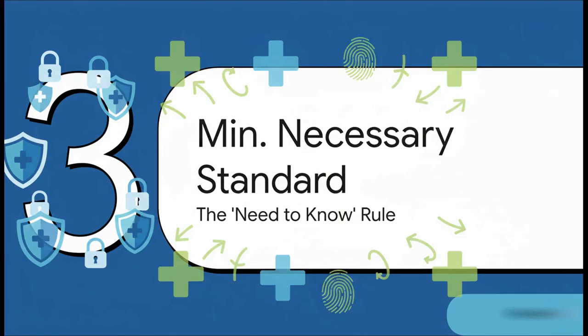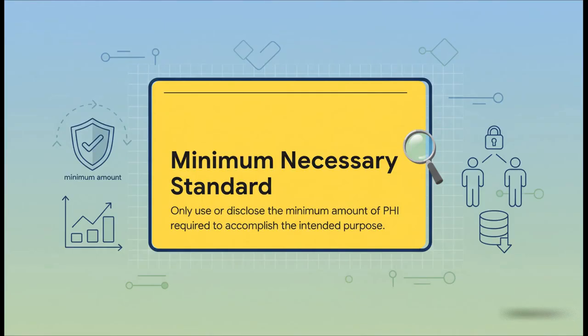Okay, let's move on to Section 3. And this is a big one, folks. The minimum necessary standard. If you remember one core principle from today, make it this one. It's basically the need-to-know rule of HIPAA. So what is it? It's the principle that you should only use or share the absolute minimum amount of PHI needed to get the job done. That's it. So before you share anything, you should always be asking yourself, do they really need to know all of this?